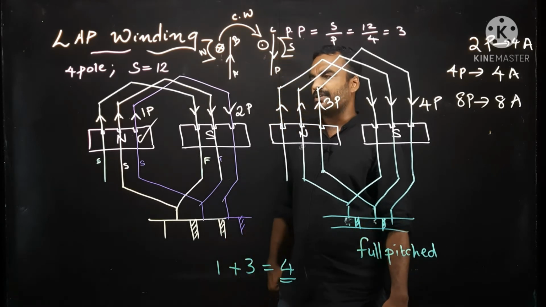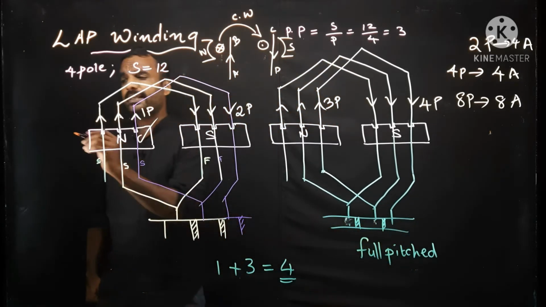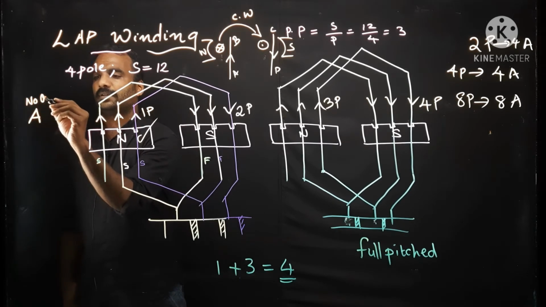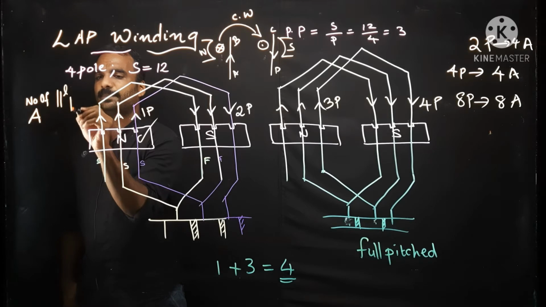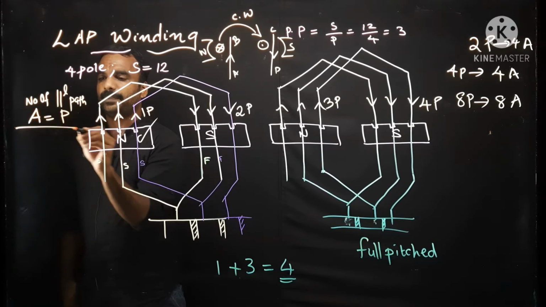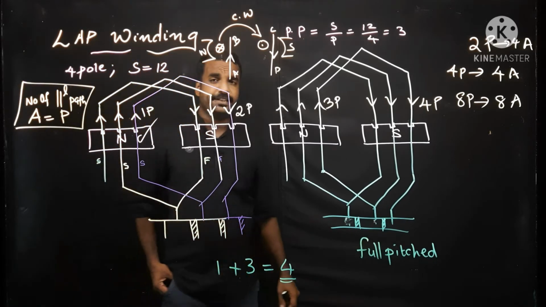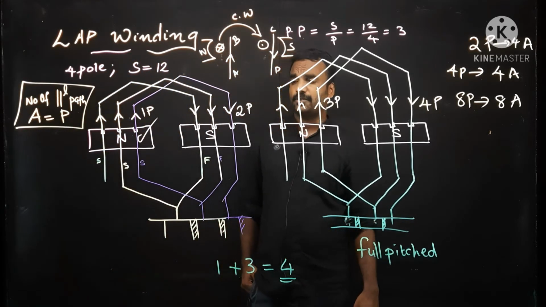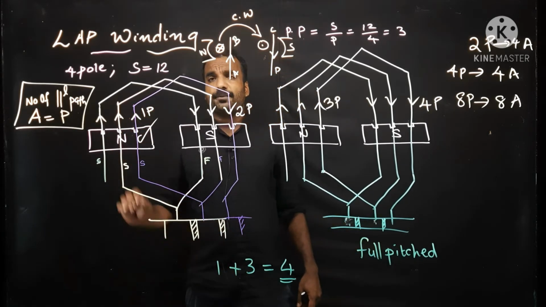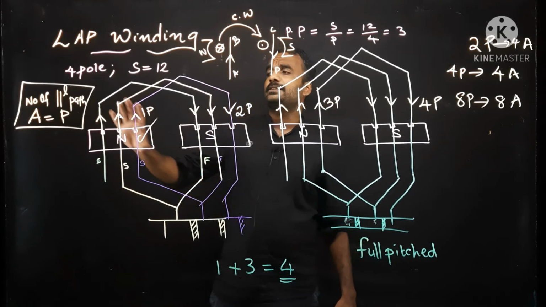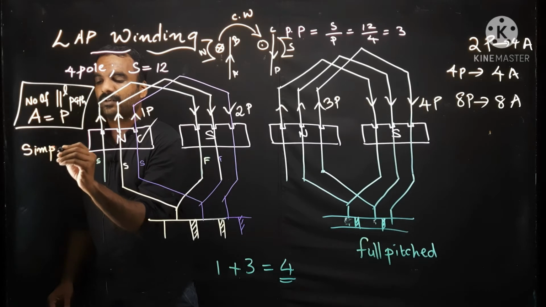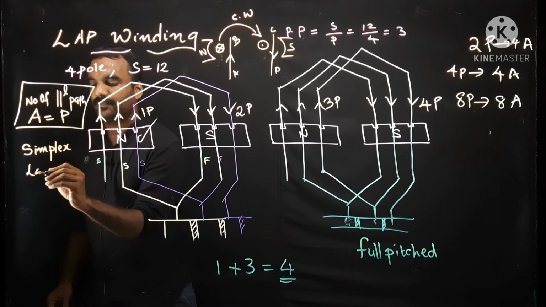So what is the conclusion? In lap winding, number of parallel paths A is equal to number of poles P. That is the important conclusion. One more thing you have to keep in mind, this is for simplex lap winding.